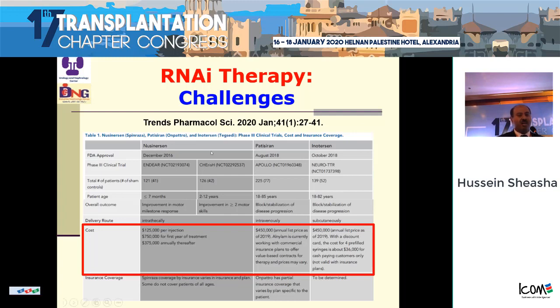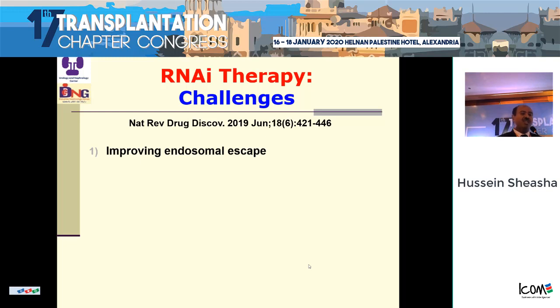Here, these are 3 drugs. This drug, this RNA interference therapeutic, is used in spinal muscular atrophy. So it is approved, but the cost of treatment is heroic. $750,000 for the first year, then $500,000 every year. So very expensive. And the other 2 drugs are for amyloidosis, $500,000 every year. So a lot of challenges are there.